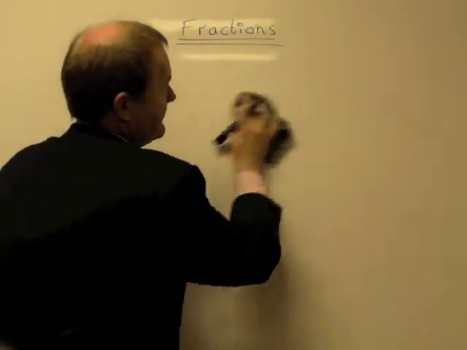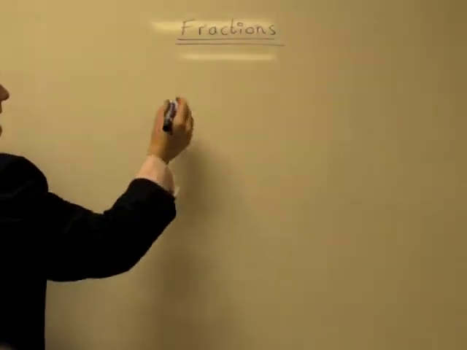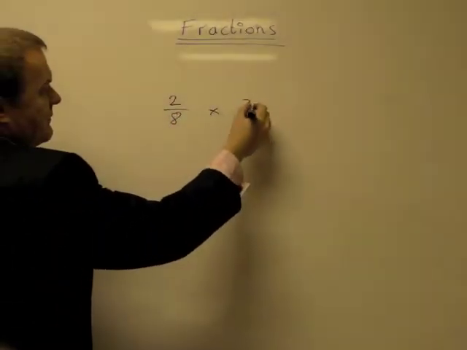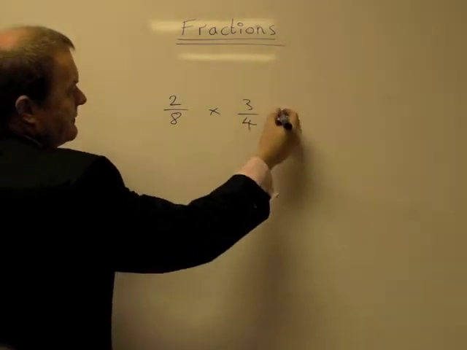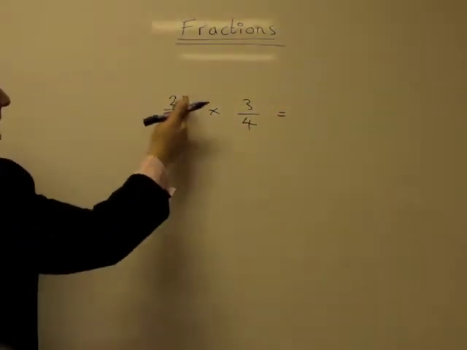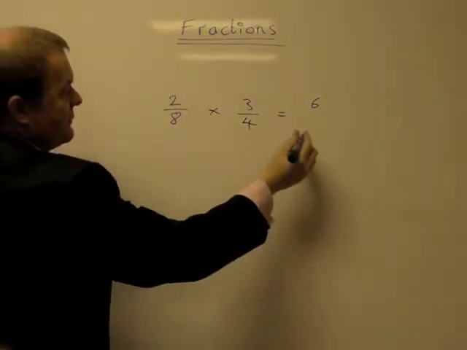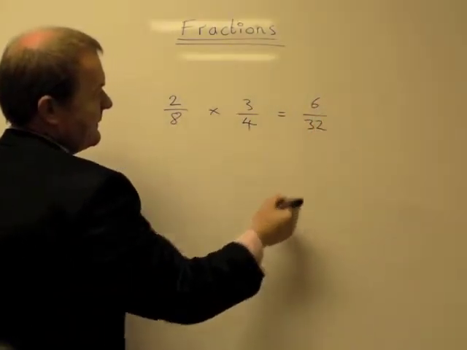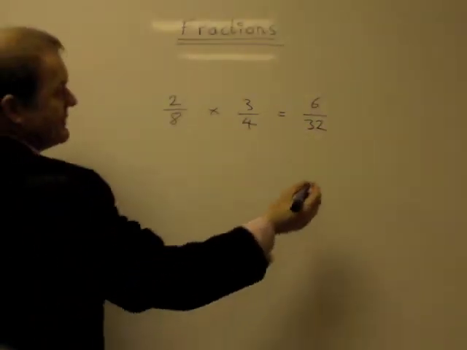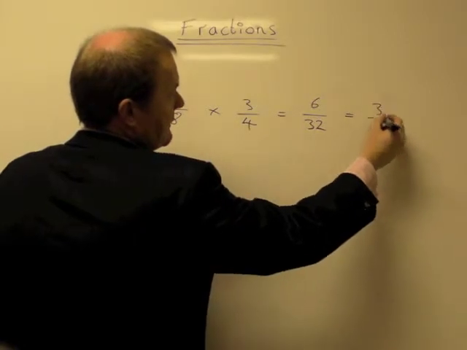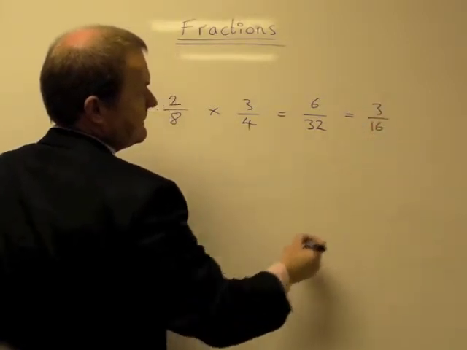Another example. 2/8 times 3/4. Again, times the top, 2 times 3, 6, times the bottom, 8 times 4, 32. We can simplify 6 over 32, 3 over 16.